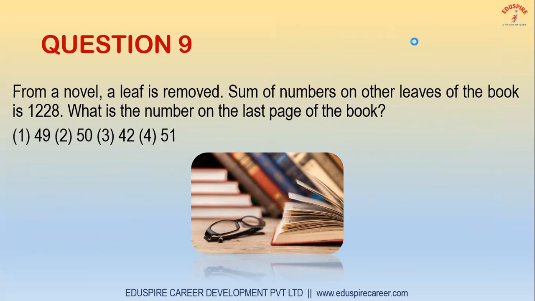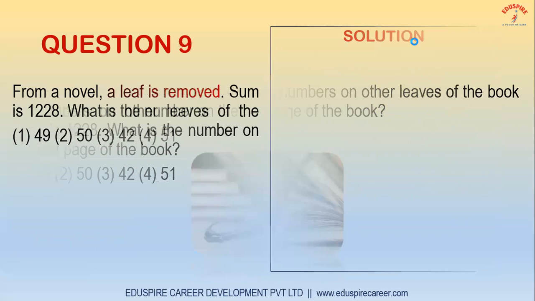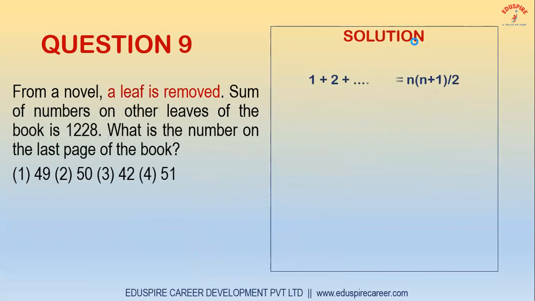All right, interesting question. You see, they are saying that one leaf has been removed from this book, and as a result, the sum becomes 1228. Now let's understand something very conceptual. We know that for a novel, if it has n number of pages, so the last page number, let's say, is n. So the sum of all these page numbers would have been 1 plus 2 up to n. That is the running sum of n. And we know that the sum of n natural numbers is n into (n plus 1) by 2.